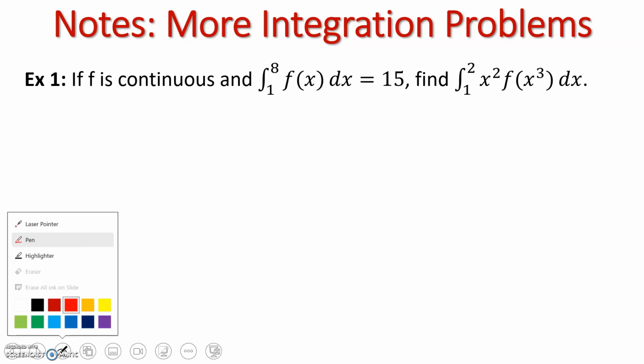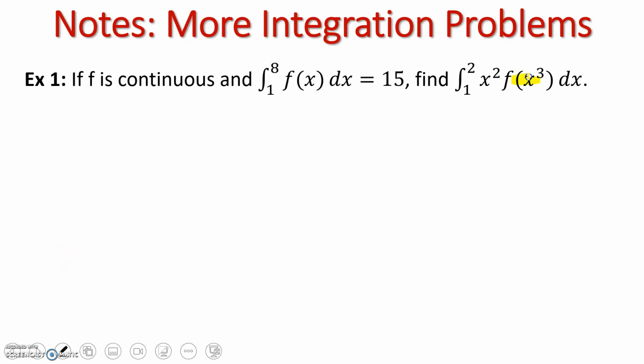All right, so first thing I notice is that there is a function inside another function. So for me, that triggers the recognition that this is a u substitution situation. So I'm going to let u be x cubed. And then I'm going to find the derivative of u with respect to x. So du dx is 3x squared, or equivalently, du is 3x squared dx.